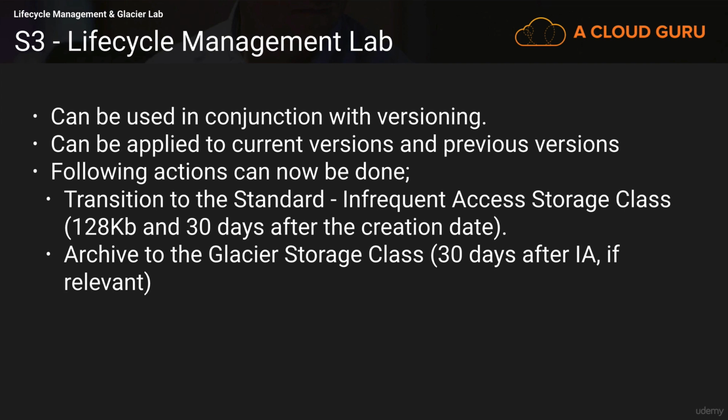And then you can archive off to the Glacier storage class 30 days after the original object has been changed to infrequently accessed storage, if that's relevant at all. Remember, if you are having problems seeing Glacier, you're probably doing this in Singapore or in South America, so make sure you change the region of your bucket. Right now, Glacier does not exist there. And then you can permanently delete objects using lifecycle management policies, and these will not just delete them from S3, but they'll also delete them from Glacier.